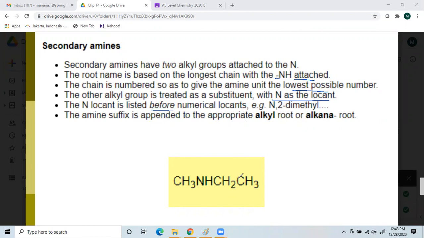So what's the name for this compound? Okay, you should find the other alkyl group as the substituent. This is the shorter R group. Yeah, actually the shorter R group. This is the shorter one. So the name would be N-methyl. Okay, this is the longest one, ethanamine.